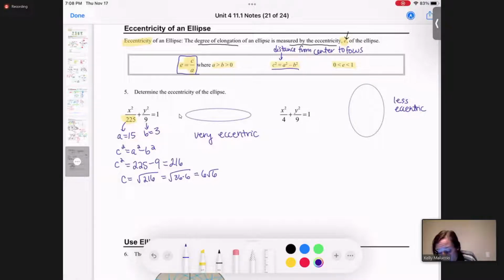No. And so now we found C, and we can calculate e as C over A. So it's going to be 6 root 6 over, what was A again? 15.